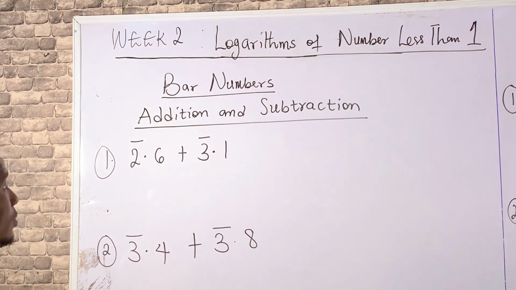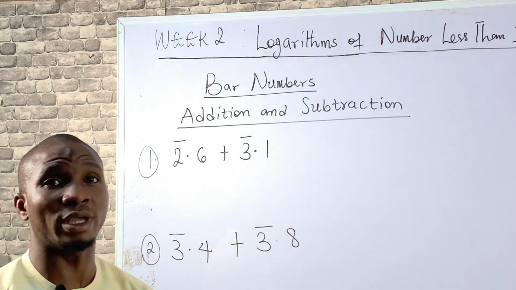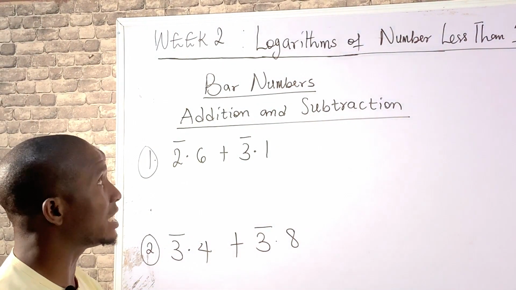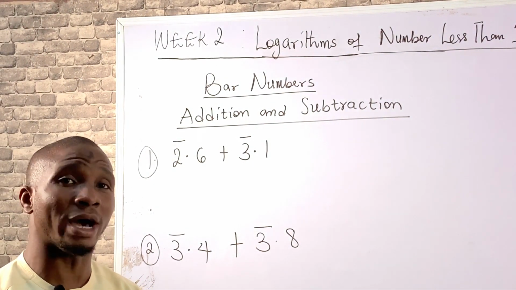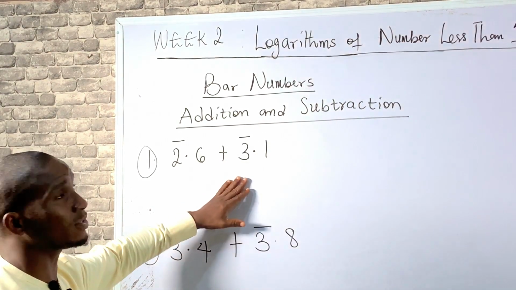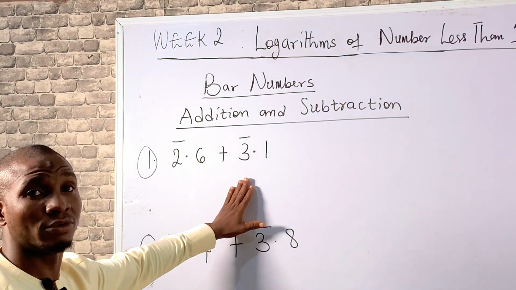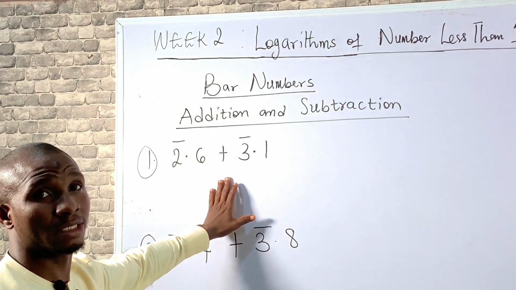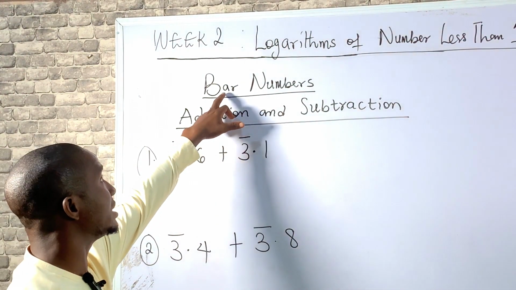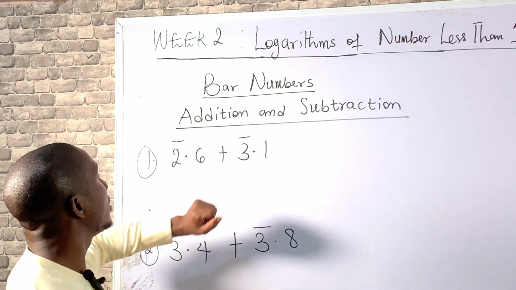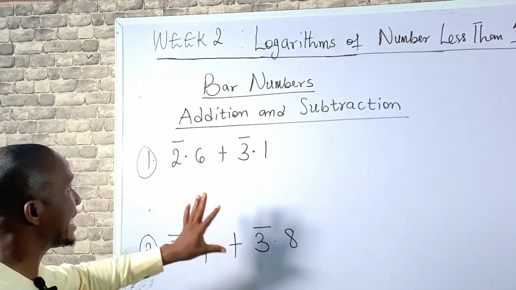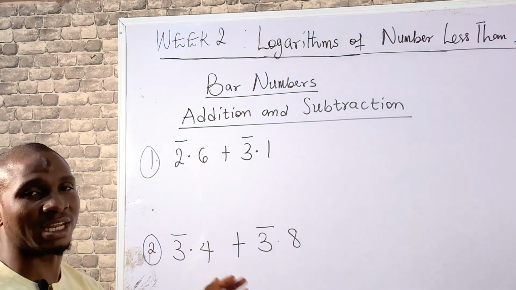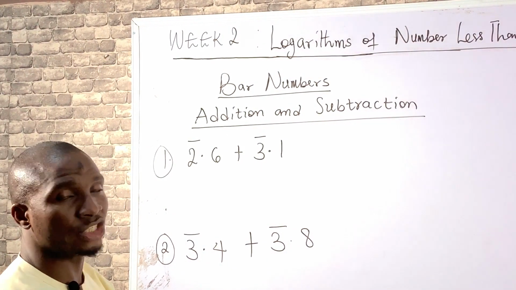All right, so this is the second week. So we'll be looking at logarithms of numbers that are less than 1. Firstly, we'll be starting with different operations that involve logarithm of numbers that are less than 1. Basically, we talk about numbers that have bar numbers. So let's look at the addition and subtraction. After that, then we'll look at the multiplication and division.